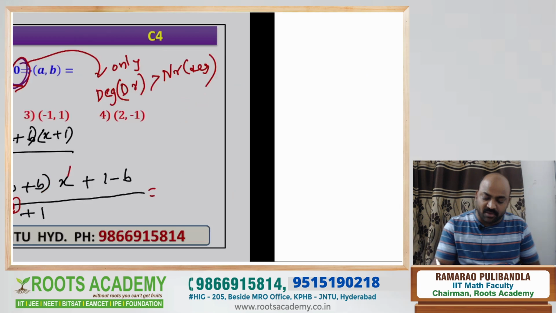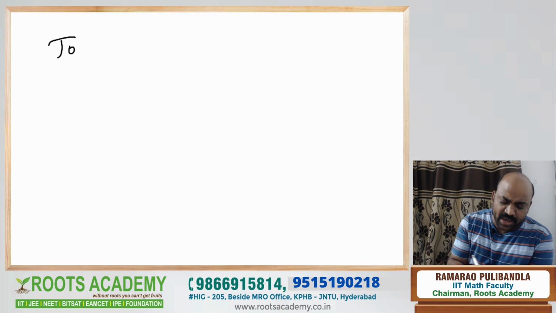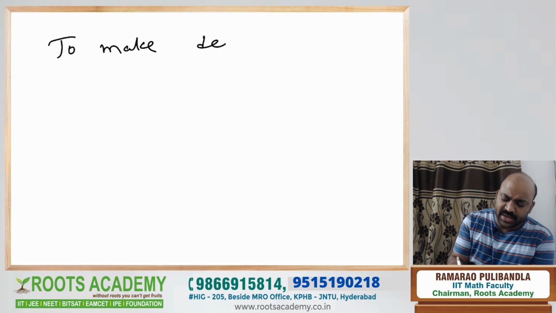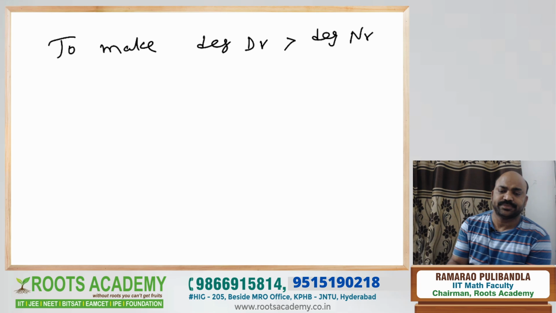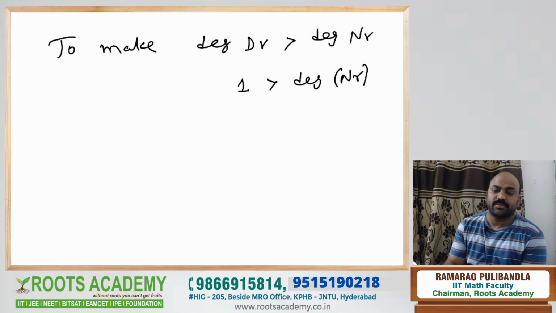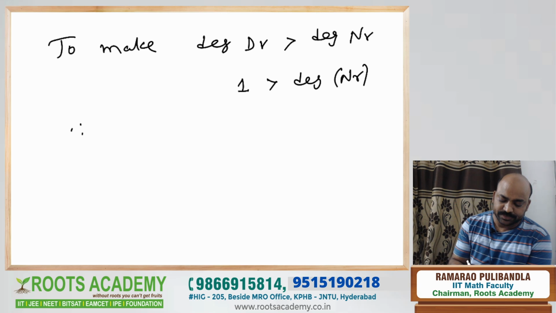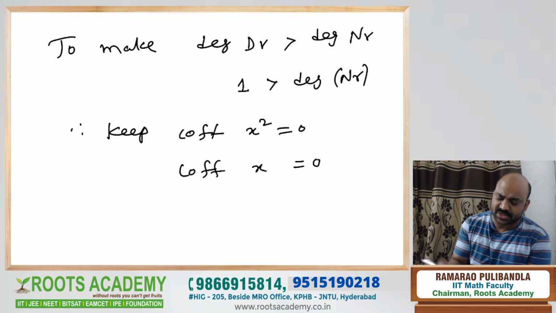To make it so, the degree of the denominator should be greater than the degree of the numerator, that is, 1 should be greater than the degree of the numerator. It means I should keep the coefficient of x square 0, meaning those terms should not be there. And the coefficient of x is 0. Therefore, what will I get?